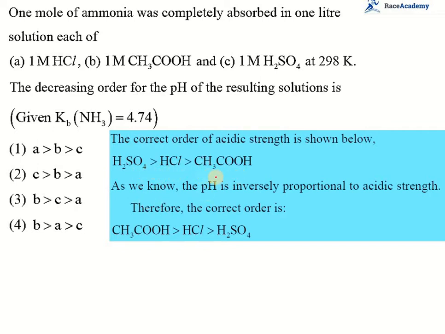When the acidic strength is more, the pH value will be the opposite, that means inversely proportional. So acetic acid, that is B, then HCl, that is A, then H2SO4, that is C. So B greater than A greater than C is the decreasing order of pH of the resulting solutions. So option 4 is the right option for this question.